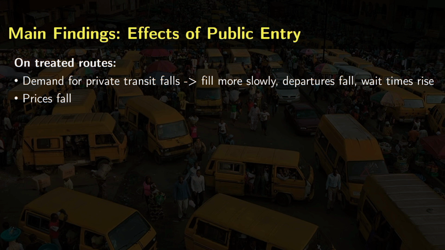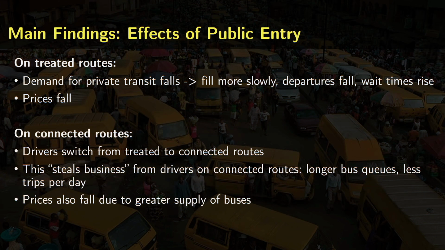Two buses every half an hour means you have to wait 15 minutes. Three buses would be 10 minutes. And we find that prices fall. But we also find things moving on connected routes. Drivers now have less profits on a route where they compete with the government service, and so they change to other routes that are connected to those routes.